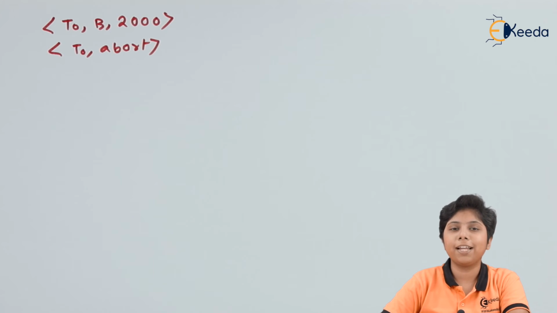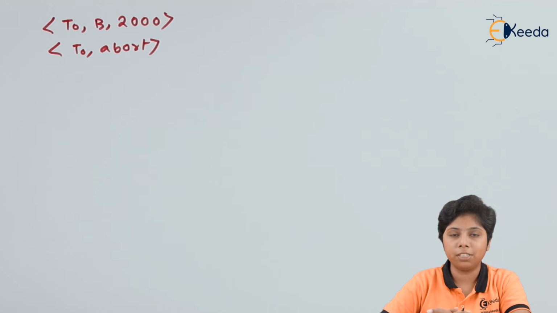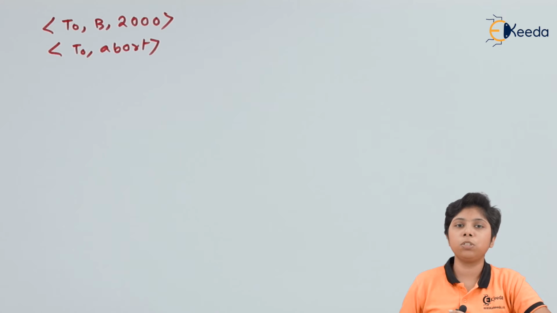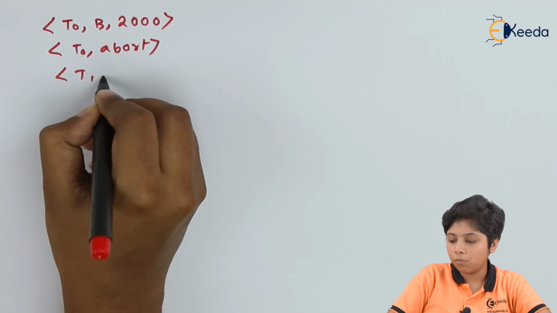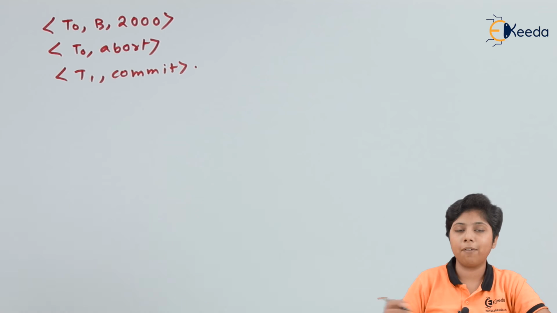So now we can see that not only the transaction, but also the operations can be rolled back using this logical undo. And finally, as T0 aborted, no changes made by T0 will be affected in the database. Now finally, if T1 commits its transaction, only then will the updates of T1 be reflected in the resultant database.